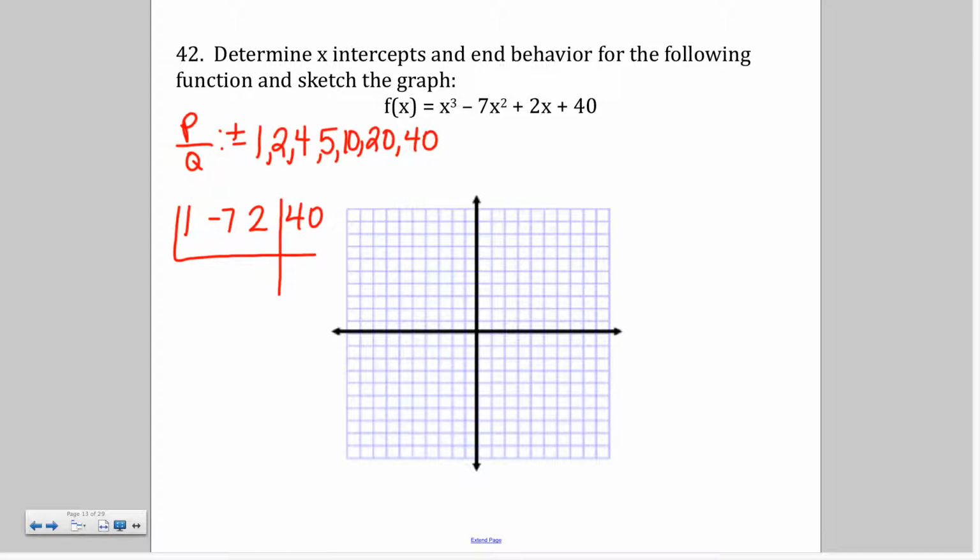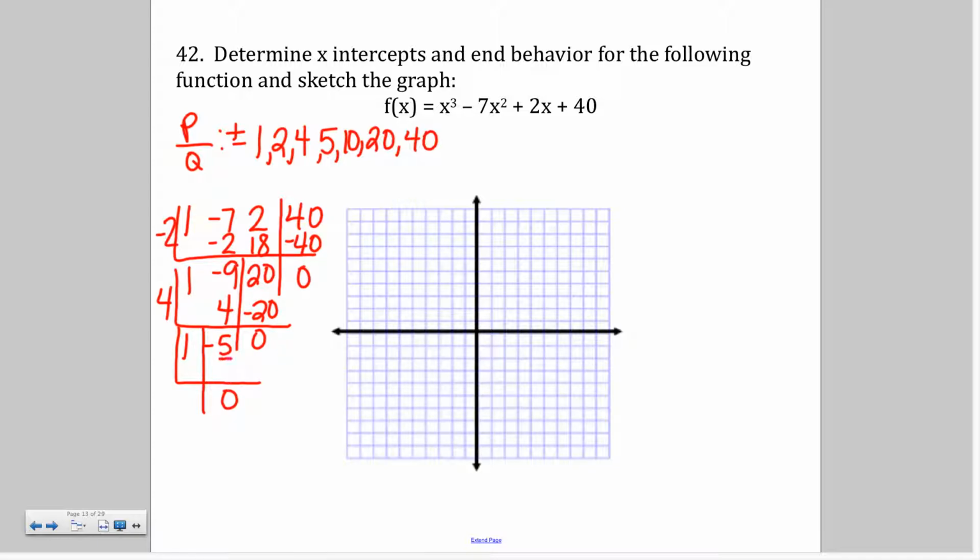And I'm going to try negative 2. So 1, that's negative 2, negative 9, that's 18, that's 20, that's negative 40, that's 0. That one works. All right, let me try, since I have a 20 there, I'm going to try 4. So 1, that's 4, negative 5, negative 20, that one works. All right, and since I want to get a 0 here, I have to have 5 here. 1 times 5 is 5. So my zeros are negative 2, 4, and 5.